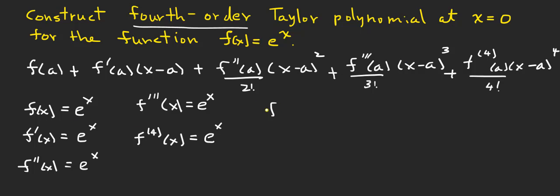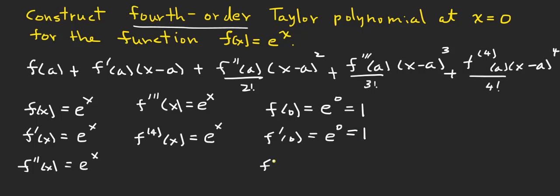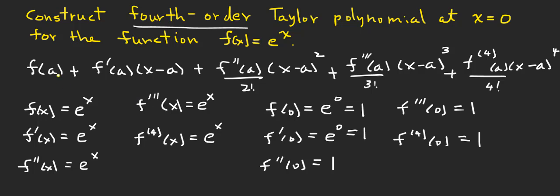So what is f of 0? F of 0 is e to the 0, which is 1. What about f prime of 0? That's e to the 0 as well. That's also 1. So f double prime of 0 is 1. F triple prime of 0 is 1. And the fourth derivative of f at 0 is also 1. So we have these values. Now all we've got to do is plug it in.